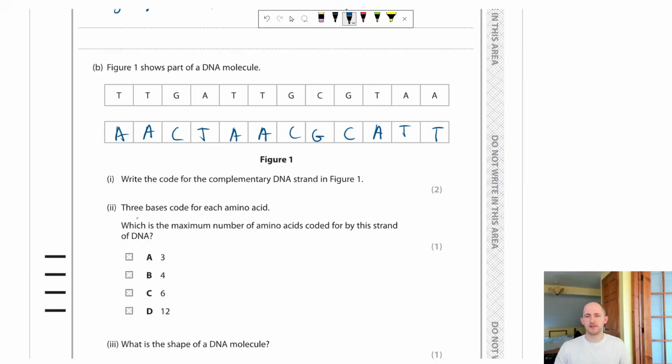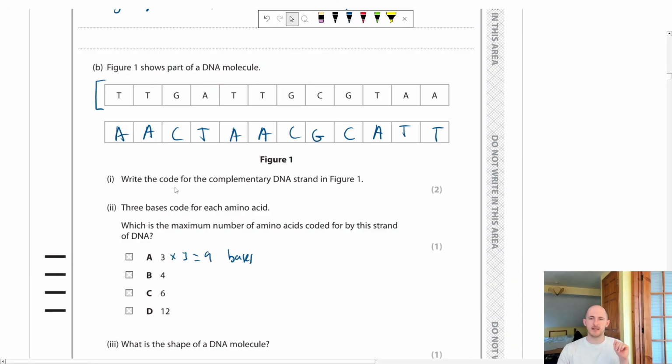So here it says 3 bases code for each amino acid. It's asking for the maximum number of amino acids coded for by this strand of DNA. And this is the strand they're talking about, by the way, or the second one, whatever. So all you need to do is times all of these numbers by 3, and that will give me the number of bases required for that number of amino acids. It says 3 bases for each amino acid. So if there's 3 amino acids, times it by 3, I would need 9 bases.